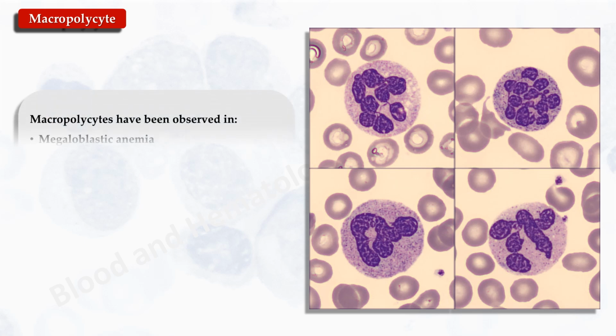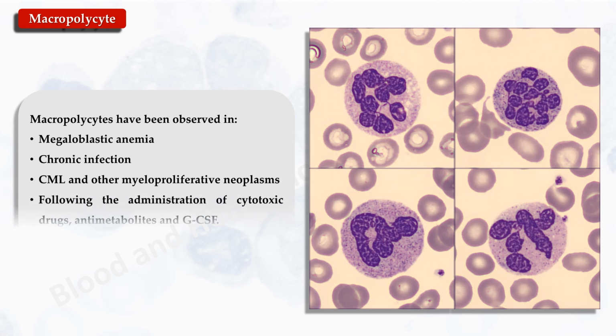Macropolycytes have been observed in megaloblastic anemia, chronic infection, CML, and other myeloproliferative neoplasms, following the administration of cytotoxic drugs, antimetabolites, and granulocyte colony-stimulating factor.